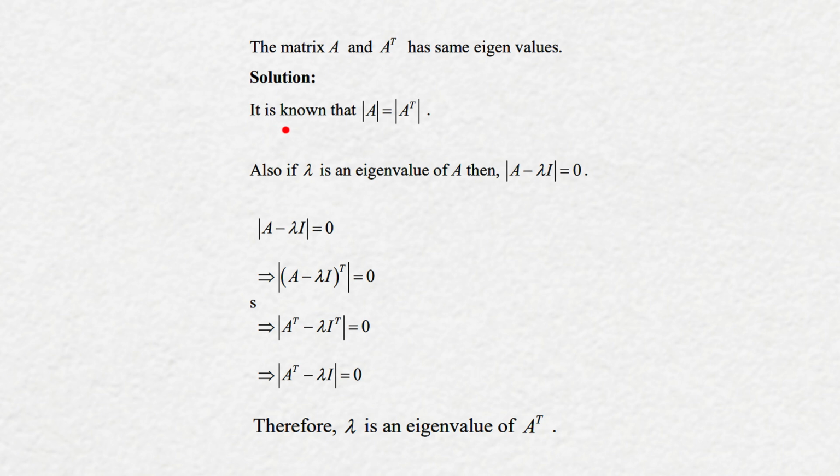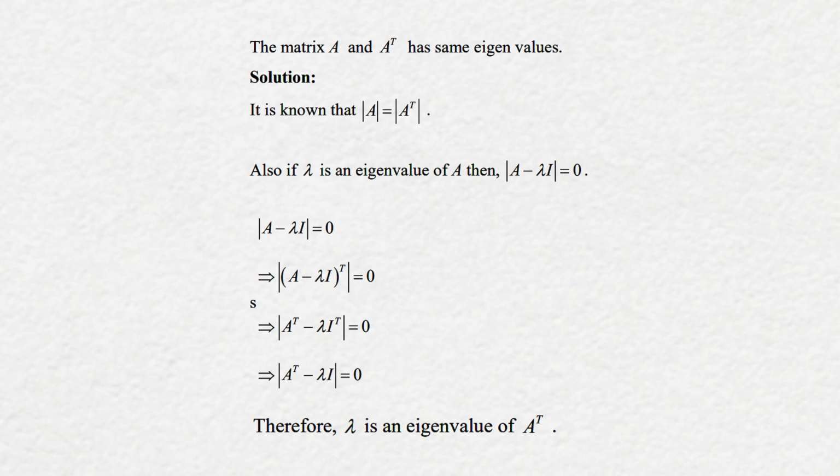It is known that determinant of A equals determinant of A transpose. Also, if lambda is an eigenvalue of A, then we can write modulus of A minus lambda I equals 0. Modulus of A minus lambda I equals 0 implies modulus of A minus lambda I transpose equals 0, because modulus of A equals modulus of A transpose.